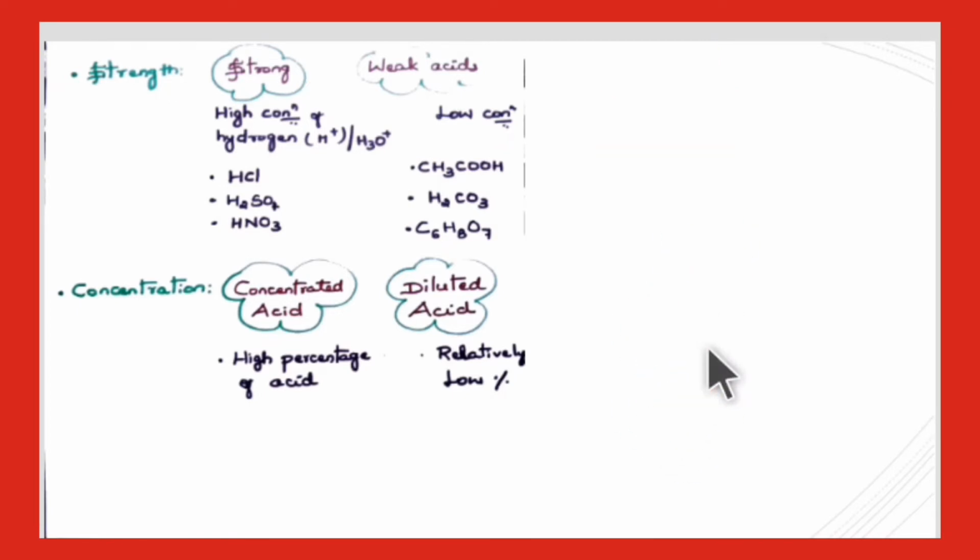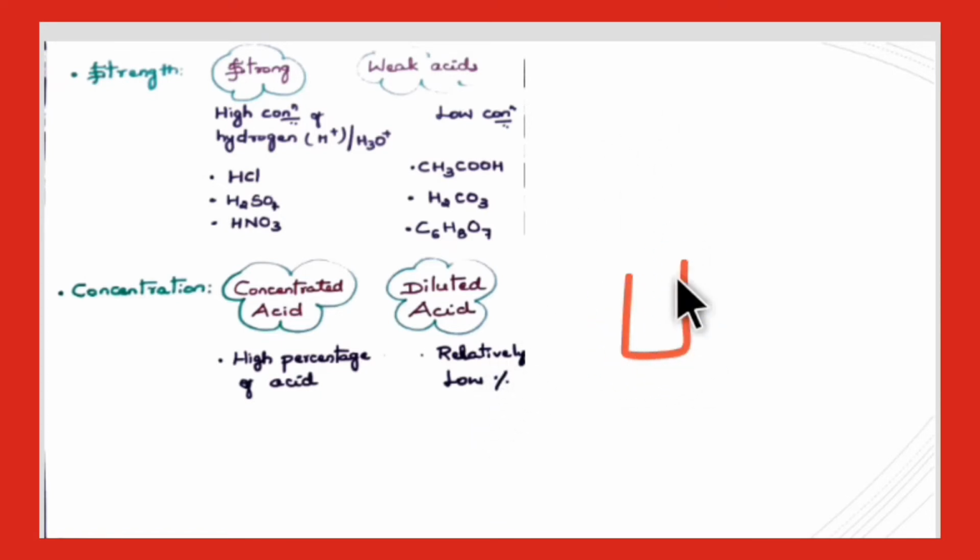Next, based on the concentration itself, acids are classified into concentrated acid and dilute acid. There is a difference between strength and concentration. I will tell you now. Let us check this concentration first. An acid is called a concentrated acid based on the high percentage of the acid present. An acid having a relatively high percentage of acid in its aqueous solution, while the other acid must have less, comparatively. In case of dilute acid, an acid having a relatively low percentage of acid in its aqueous solution is called a dilute acid. Here we are comparing two.